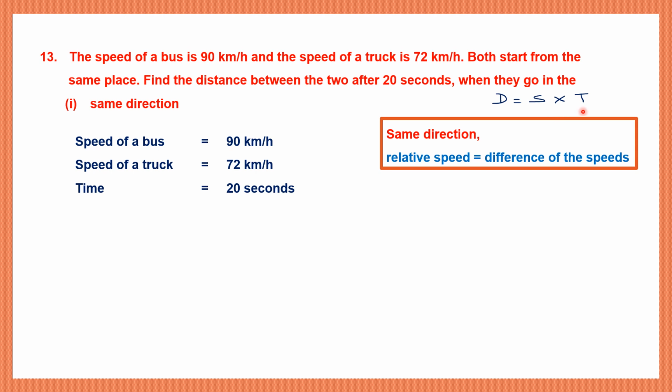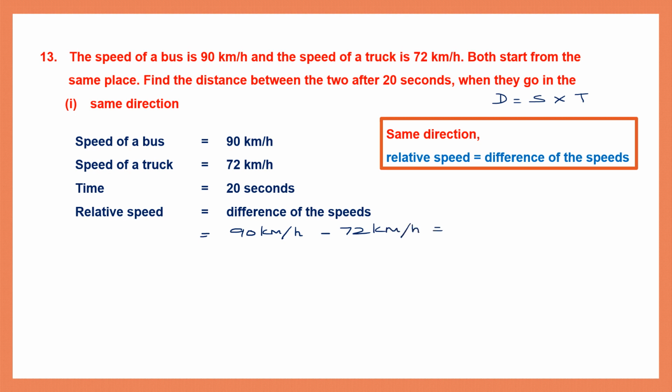Now time is already given to us. So first let's find the relative speed. Difference of the speeds means the first speed, that is speed of the bus, is 90 kilometers per hour and the speed of the truck is 72 kilometers per hour. We have to subtract the two. When you subtract, you will get 18 kilometers per hour. So this is the relative speed. Now look very carefully and see. Speed we have found in kilometers per hour, but the time is in 20 seconds. So kilometers per hour and 20 seconds.